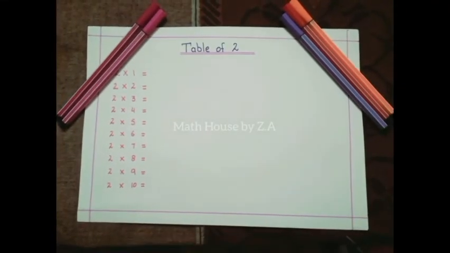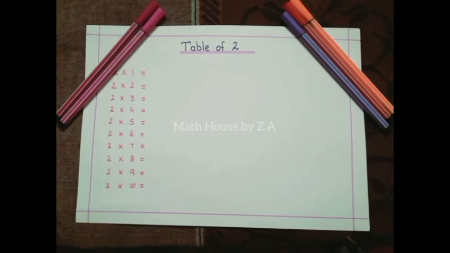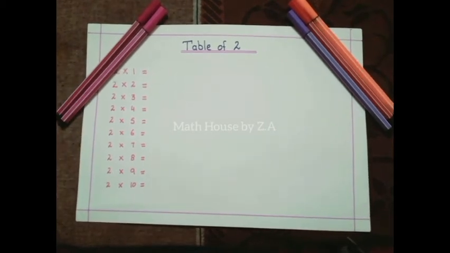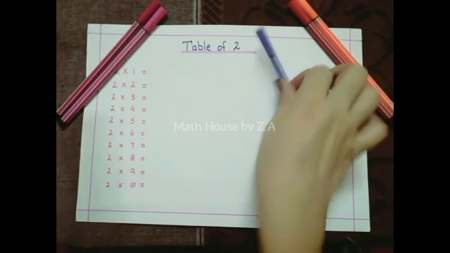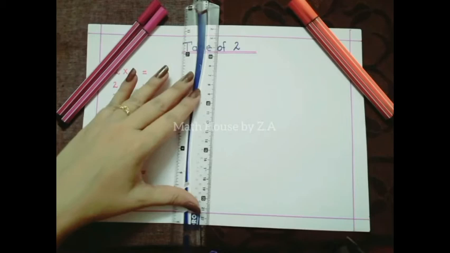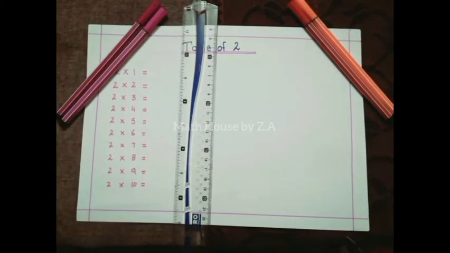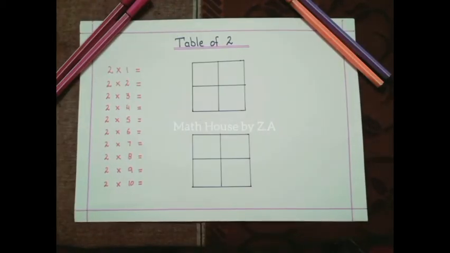Kids, are you bored with the typical way of learning tables? Today I'm going to share with you a very interesting way of learning the table of 2. Do you like drawing? Let's draw a box. Here we draw two boxes. Now write the numbers like this in the box.